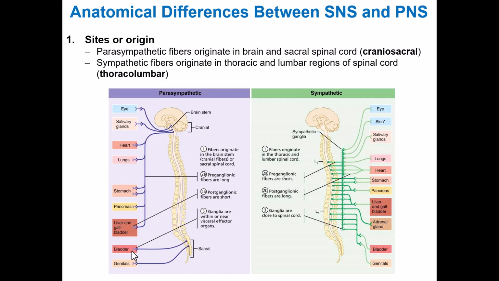So sometimes you can refer to the parasympathetic division as the craniosacral division because the motor information is either coming from some of the cranial nerves in the brainstem or some of those sacral nerves or sacral areas of the spinal cord. Whereas look on the right, in the sympathetic division, the motor neurons are originating somewhere else. They're coming from the thoracic and lumbar regions of the spinal cord using these spinal nerves in this area. So we refer to the sympathetic division as the thoracolumbar region.